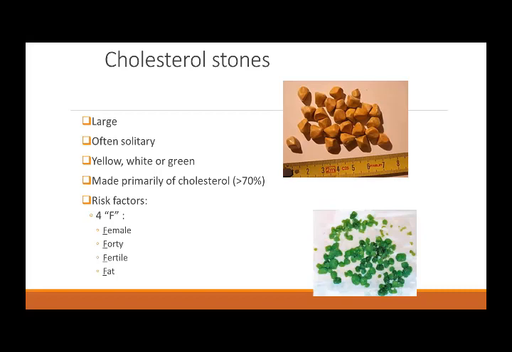So I hope you are with me. What we have covered so far is the types of stones, pigment and cholesterol stones, their composition, and their risk factor associations.